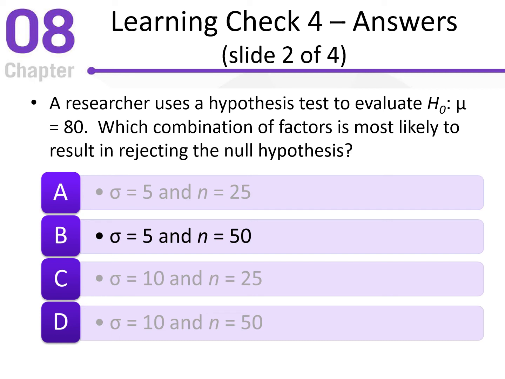Now, can you control the variability? It's hard to control the variability. It's easy to control the sample size. That's why if you want to really reject your null hypothesis, you want to get a bigger sample.